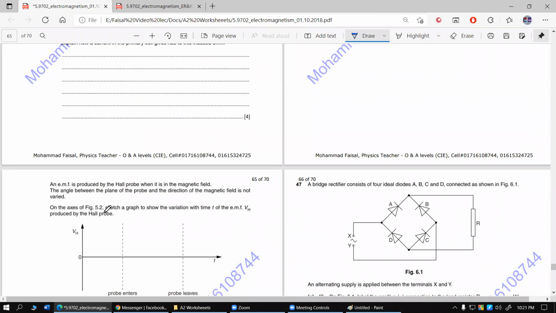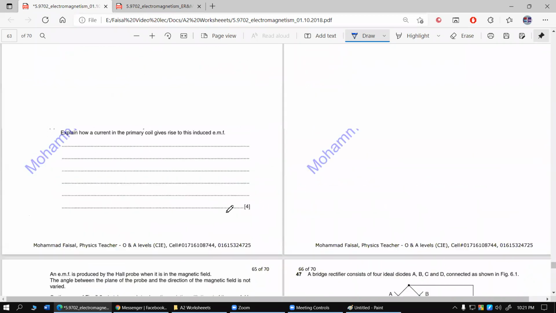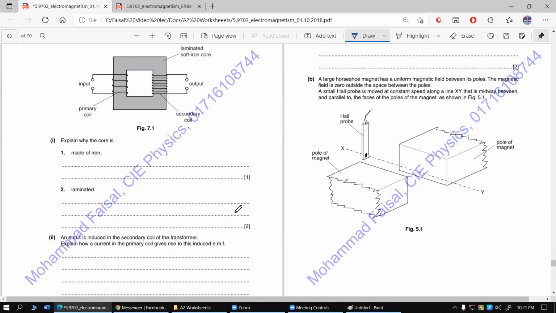On the axis of figure 5.2, sketch a graph to show the variation with time t of the EMF VH produced by the Hall probe. আচ্ছা, এখানে একটা সিম্পল জিনিস বুঝো। Hall probe is basically what? It's a conductor that is carrying some current across its conductor, তাই না? মনে আছে? Hall probe is basically a piece of rectangular conductor which has some current flowing through an external circuit.